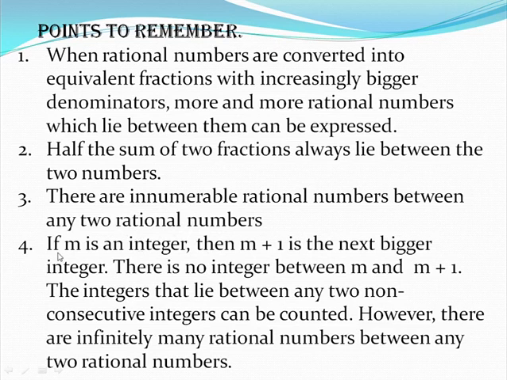And the last point: if m is an integer, then m plus 1 is the next bigger integer. There is no integer between m and m plus 1. Already we have seen the examples of natural numbers and also of integers, in which the next bigger integer is always 1 more than the given number. And there is no other integer between the given number and 1 more than the given number. The integers that lie between any two non-consecutive integers can be counted. Yes, we can easily find how many integers lie between two non-consecutive integers.